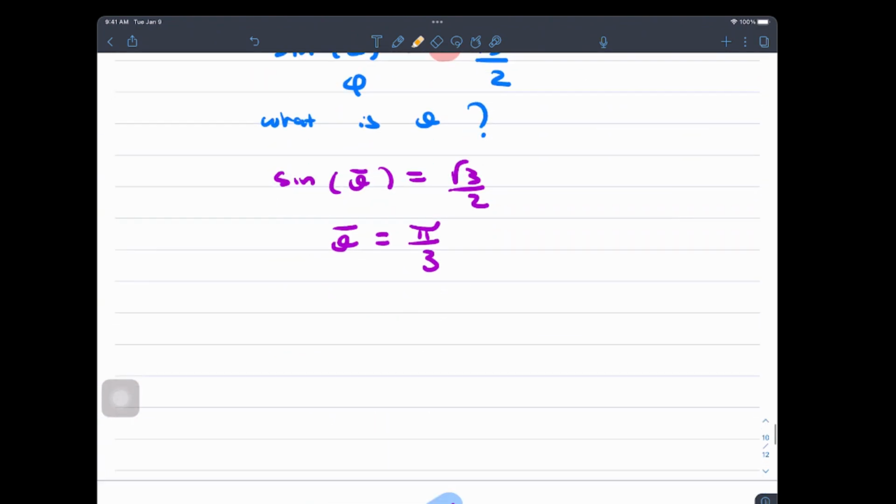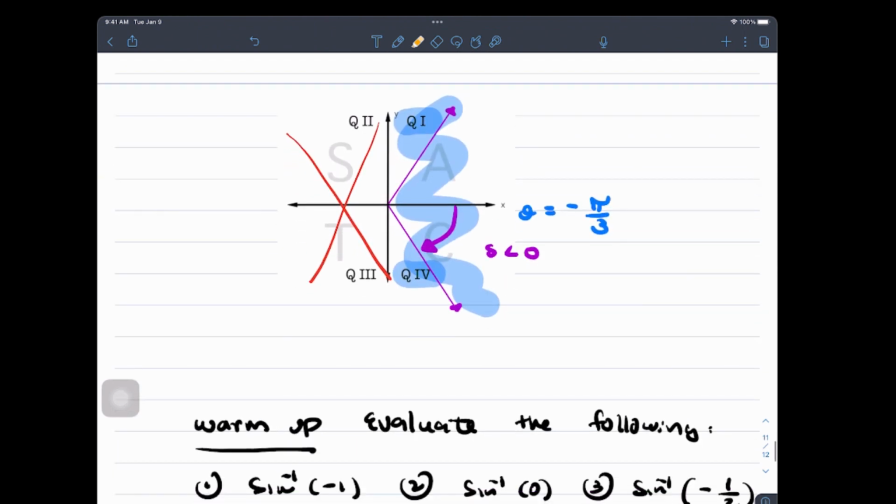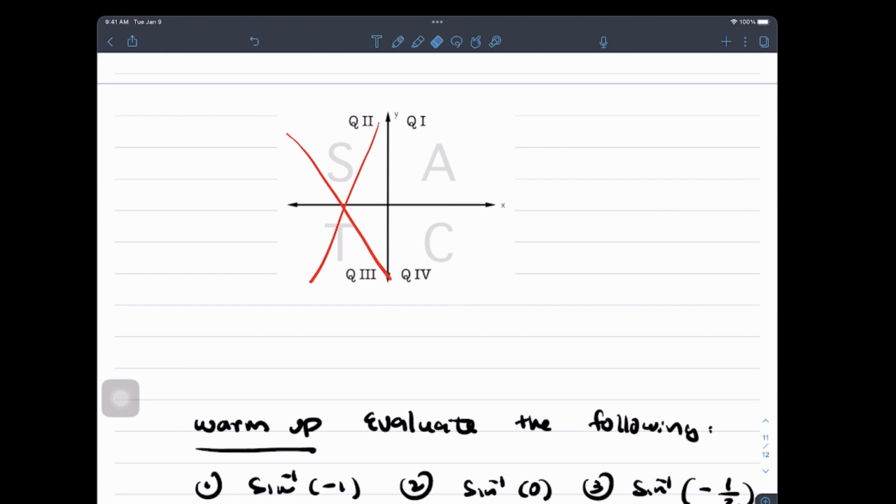Now, what that means is, going back up here, I'm going to erase this. What that means is we threw out, ladies and gentlemen, quadrant 2 and quadrant 3. They're gone. So theta being positive is in quadrant 1. And then theta being negative is in quadrant 4, right? Because remember, all students take calculus. What does that C stand for in quadrant 4? Well, yeah, it means sine is negative.